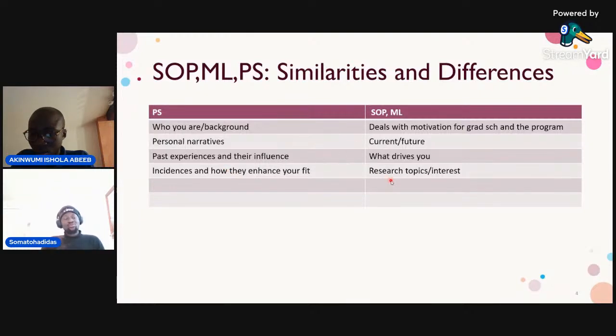But in this one, you have to give the admission committee, the review committee, the impression on your research: that you know how to carry out research, that you have passion for the research that you do, and that in your own little way, you've been able to contribute in one way or the other to the field. There are some other differences, but as we go on, you are going to see what is peculiar to the motivation letter and SOP, which we are going to talk about here.